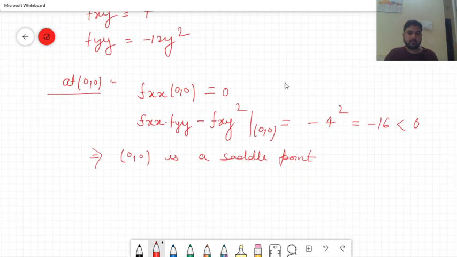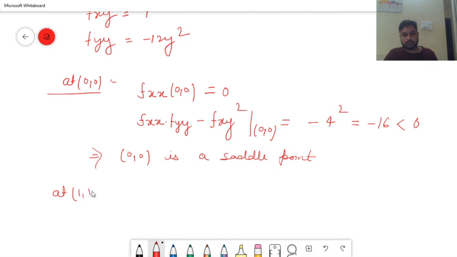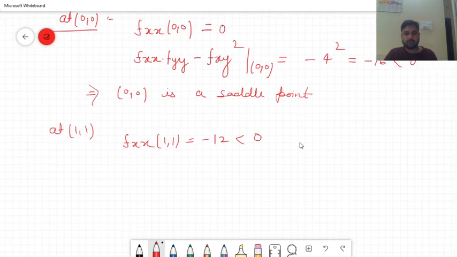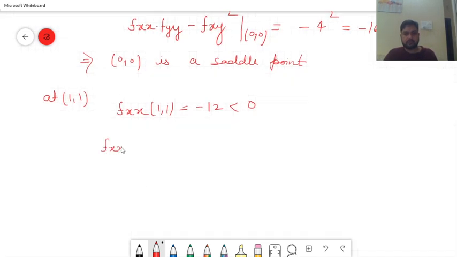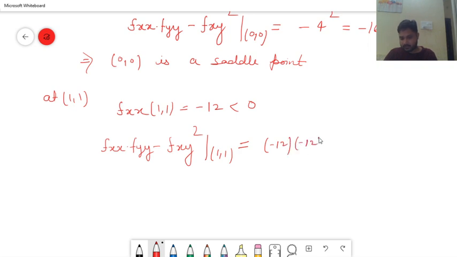Now we will check the behavior of the function at point (1, 1). So fxx at the point (1, 1) will be equal to minus 12, that is negative, and fxx into fyy minus fxy square at point (1, 1) will be equal to minus 12 into minus 12 minus 4 square. So this will be positive. This implies that (1, 1) is a point of local maxima.